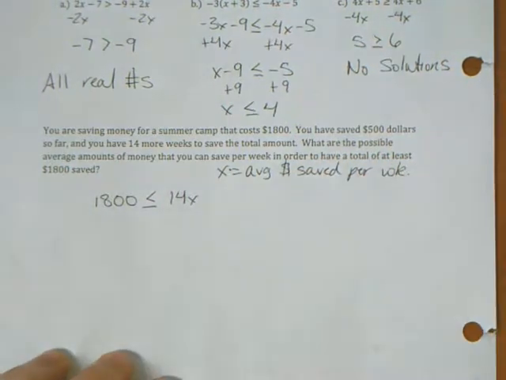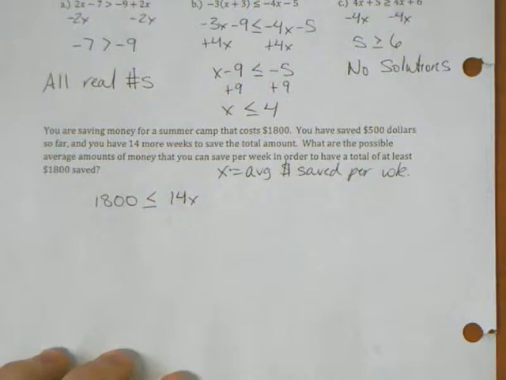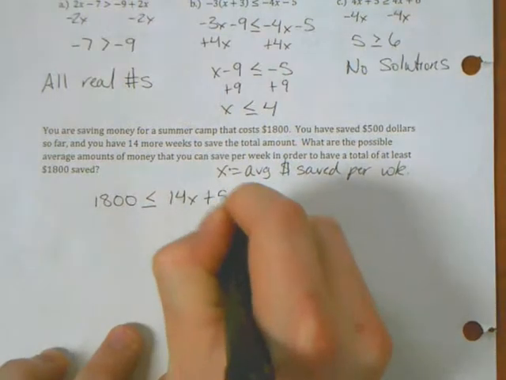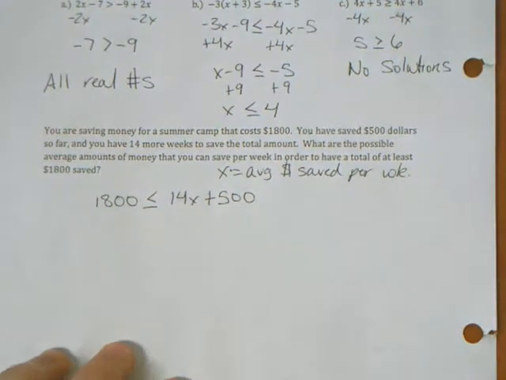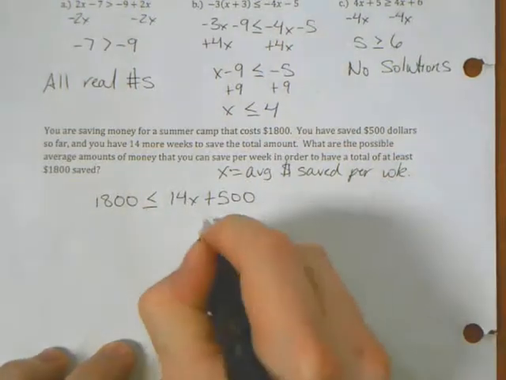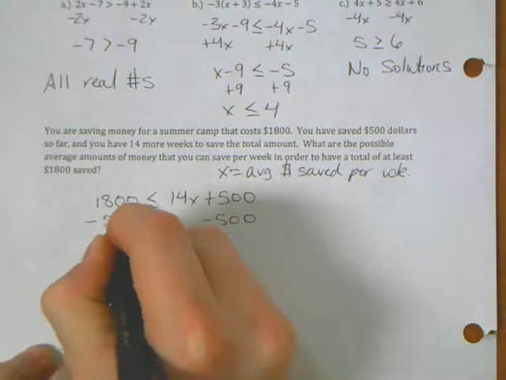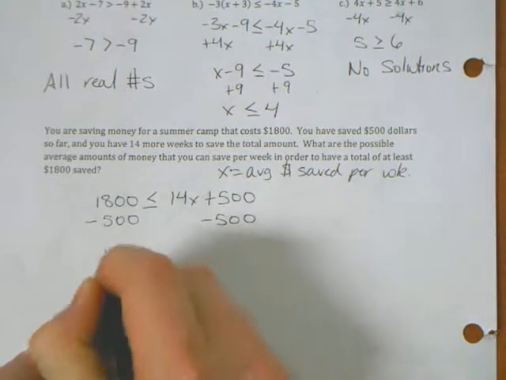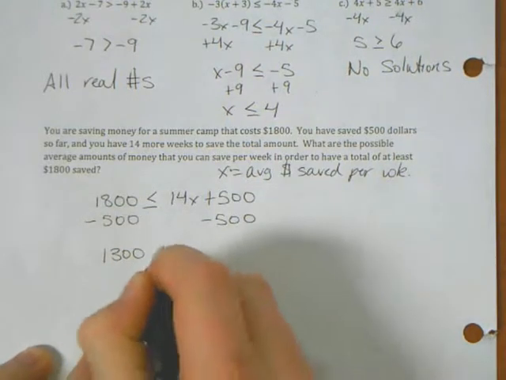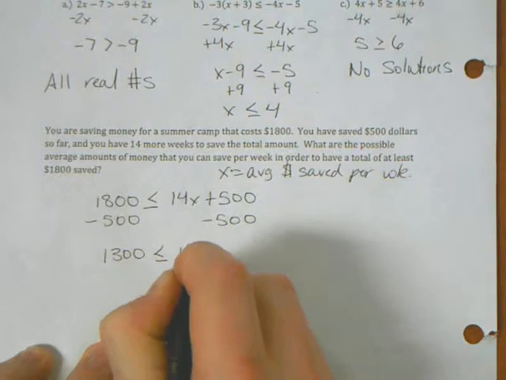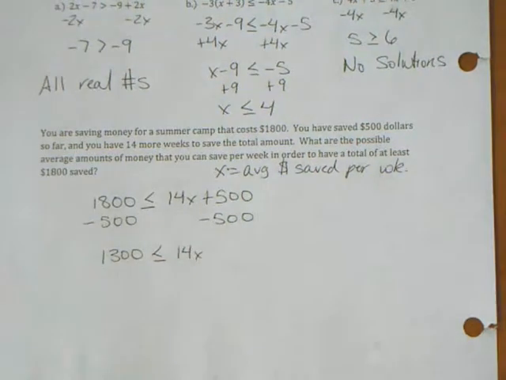And then Kramer, why did you add 500? Because you already have 500. Because you've already saved 500. Good job. Good. So now Zach said our first step is to subtract 500 from both sides. So this gives us 1,300 is less than or equal to 14x. So what is this saying in terms of our problem? You have 14 weeks to save up $1,300.